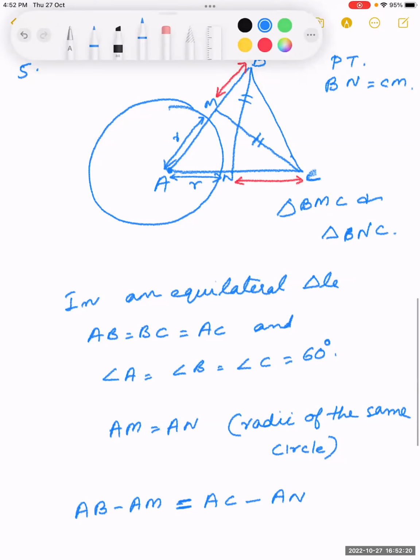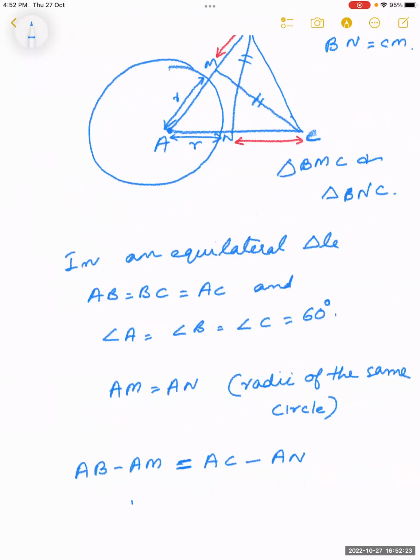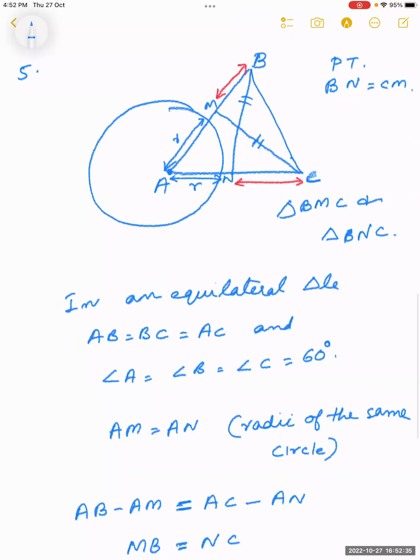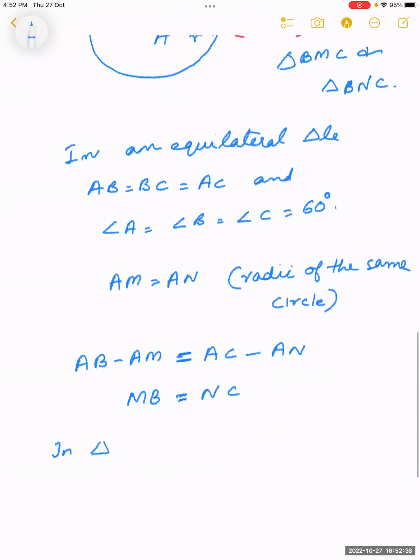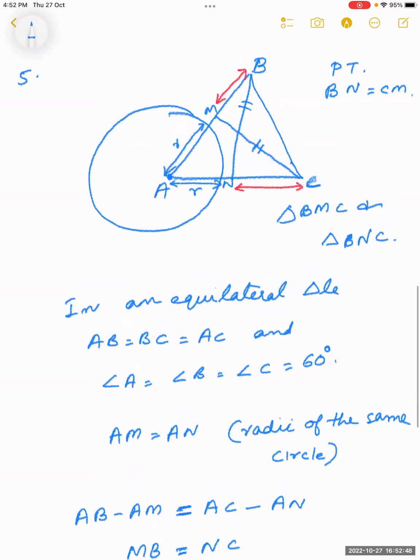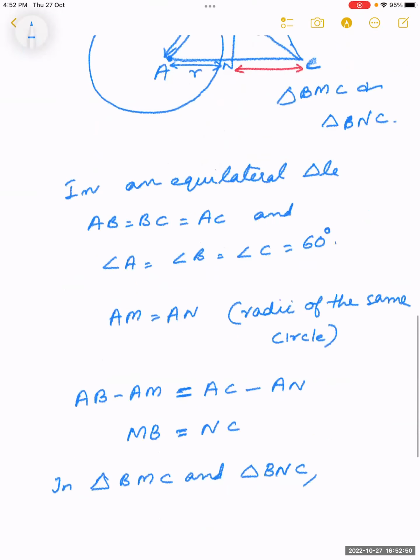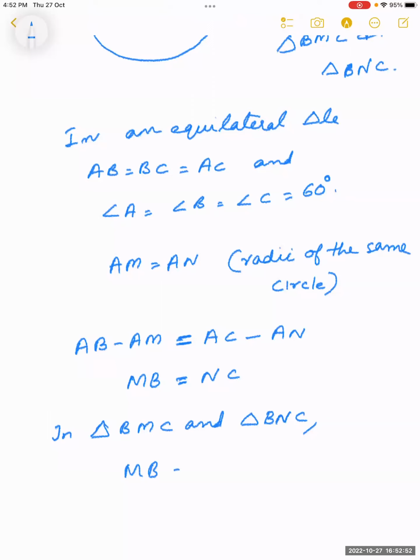So let's write that way. MB equal to, what is it? NC. Okay. So this information is required to prove the congruency. Now let's start with the triangles. In triangle BMC and triangle BNC, let's look for the equal things. We know that CN and BM are equal, right? That is, we just proved MB equal to NC, proved above.